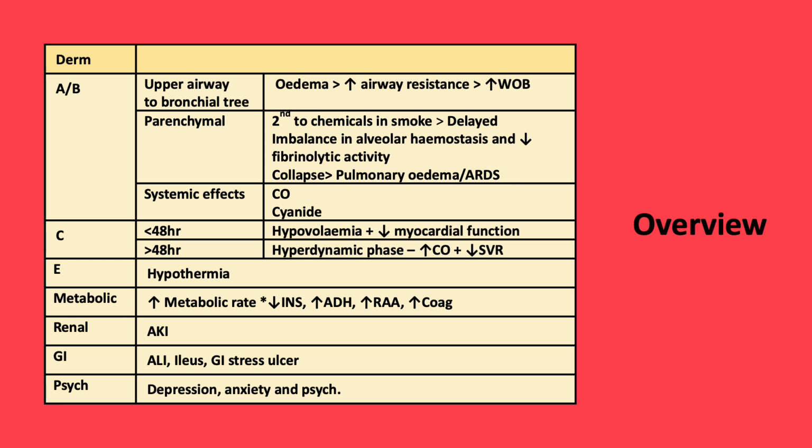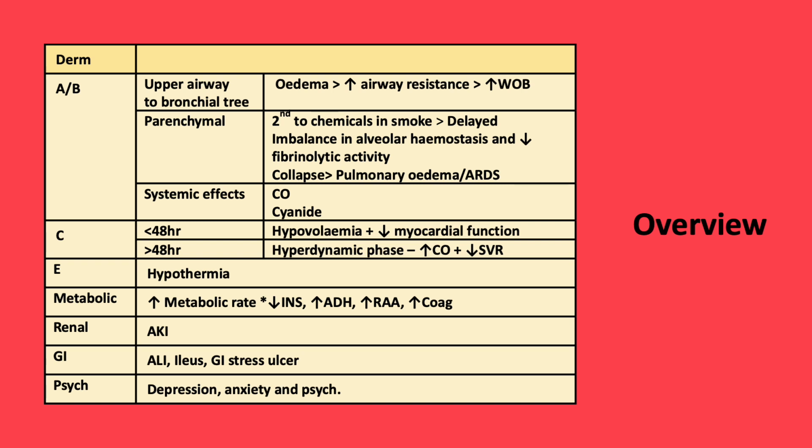Severe burns can lead to localised effects on the skin, but also effects within the multi-system disease. These can be classified into A to E. Inhalational injuries can lead to airway edema, leading to airway collapse, increased airway resistance and increased work of breathing. Parenchymal injuries due to chemicals in the smoke can result in a range of effects from collapse, pulmonary edema to ARDS. Smoke can contain carbon monoxide and cyanide, which can result in their own distinct pathologies.